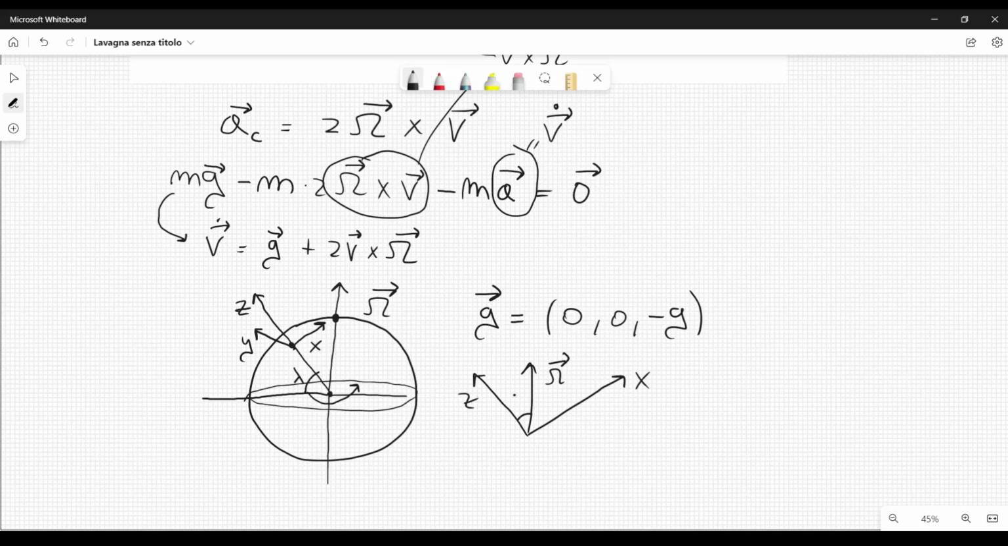This angle here is 90 degrees minus lambda, and of course this is lambda. So omega can be written like this. It is simply the magnitude of the angular velocity, which is omega, times the cosine of lambda. And then we have 0 as the y coordinate. And then here we have omega sine lambda.